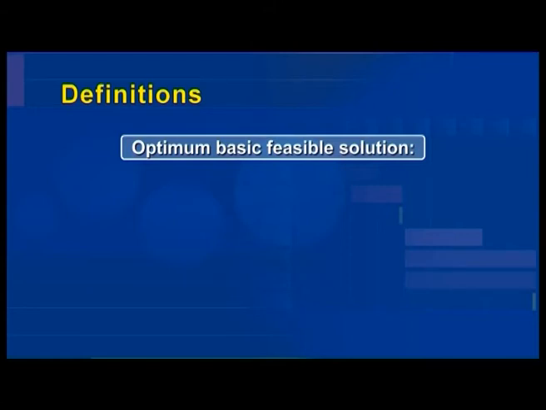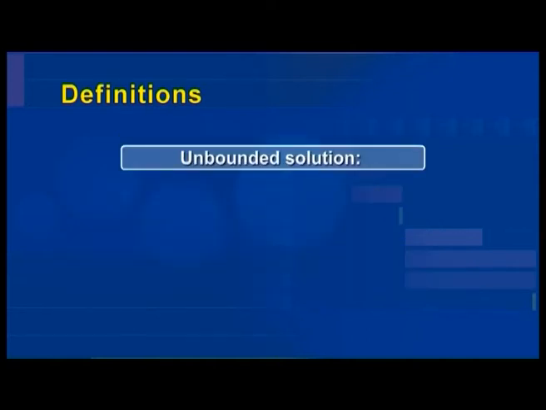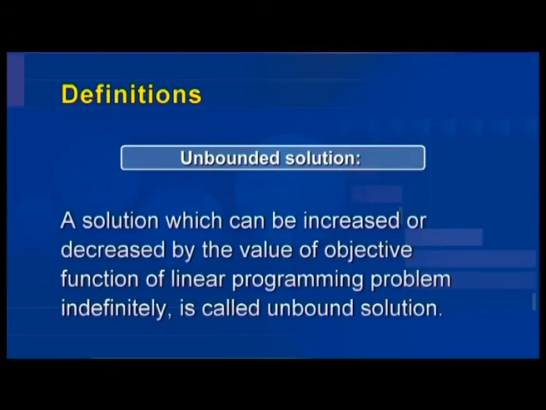Optimum basic feasible solution. A basic feasible solution which optimizes, maximizes, or minimizes the objective function of the given linear programming model is called an optimum basic feasible solution. Unbounded solution. A solution which can increase or decrease the value of the objective function of a linear programming problem indefinitely is called an unbounded solution.